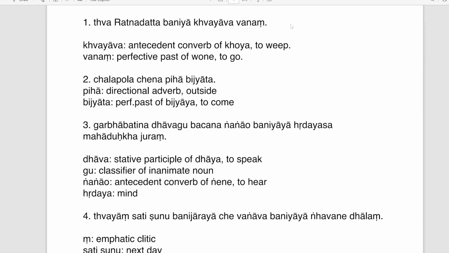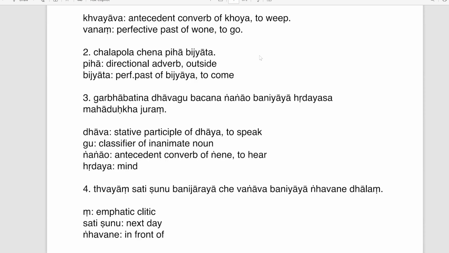Okay. Thank you. Any questions on this? Since Vanam is the perfective past and Vania is the third person, the third person goes with perfective past, while the first person goes with perfective participle. Any volunteers for the second sentence?